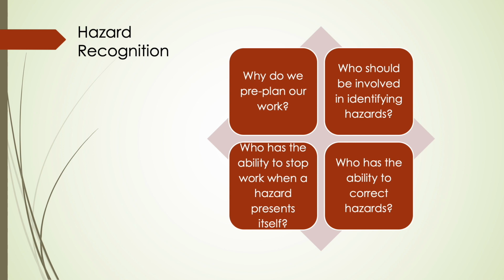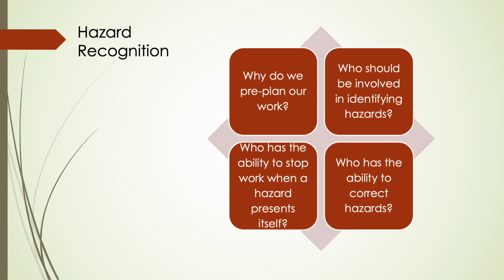3. Who has the ability to stop work when a hazard presents itself? Everyone has the ability to stop work. If it occurs, it should be reported to the supervisor immediately. 4. Who has the ability to correct these hazards? As hazards arise, the stop, call, and wait method should be used. This means to stop work, report to the supervisor, and reach a solution that either eliminates or mitigates the hazard before continuing work.